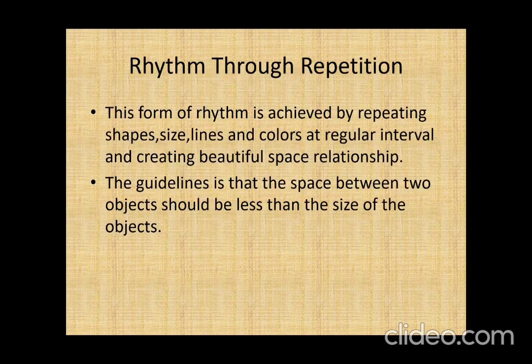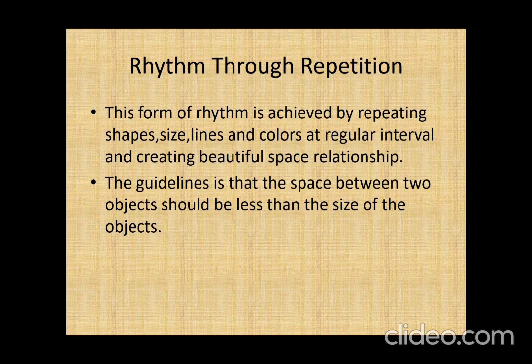What is rhythm through repetition? This form of rhythm can be achieved by repeating the shape, size, lines and colors at regular intervals, and the intervals must have a beautiful space relationship. These two things are very, very important: repeating the color, shape, line, etc., but at a regular interval, as well as creating a beautiful space relationship, so that it gives an aesthetic look to any arrangement.